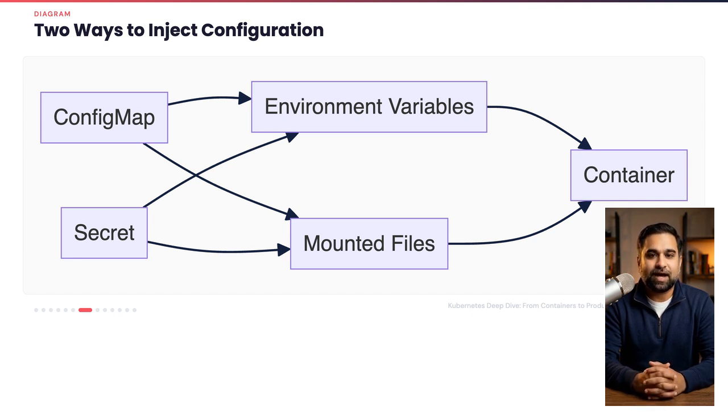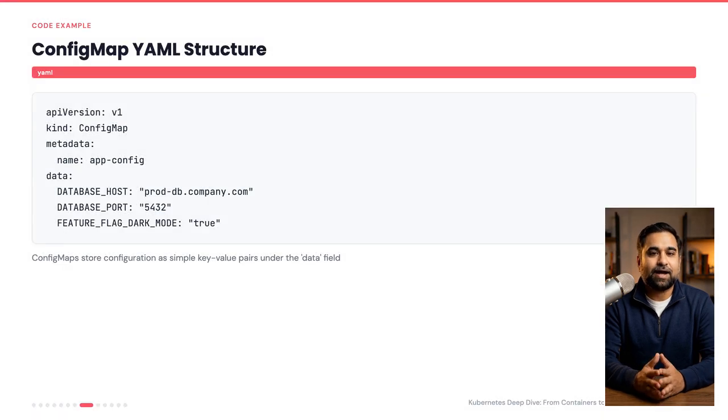Refactoring the deployment, now comes the fun part. Let's refactor our deployment to use the config map and secret instead of hard-coded values. I have the updated deployment YAML on screen. Take a moment to pause and look at it. Instead of hard-coded values, we now have two new sections under each environment variable: valueFrom with configMapKeyRef for non-sensitive data, and valueFrom with secretKeyRef for sensitive data.